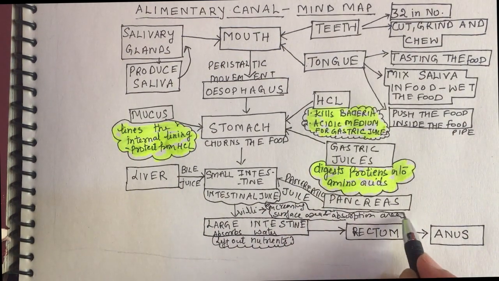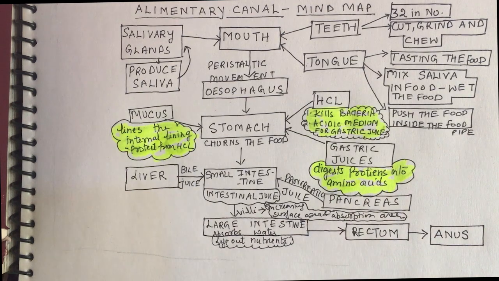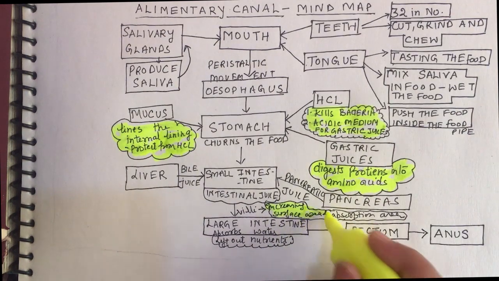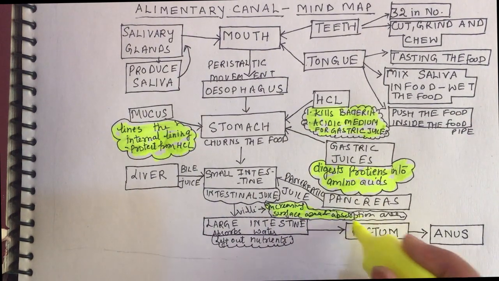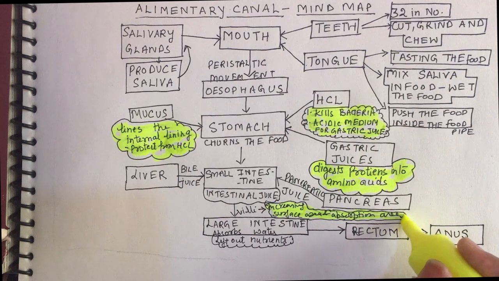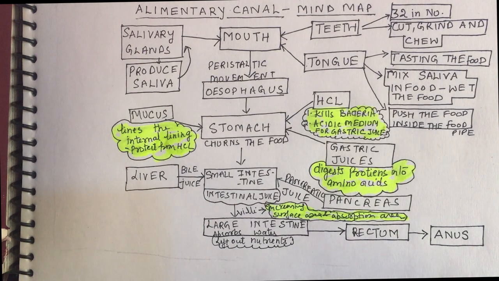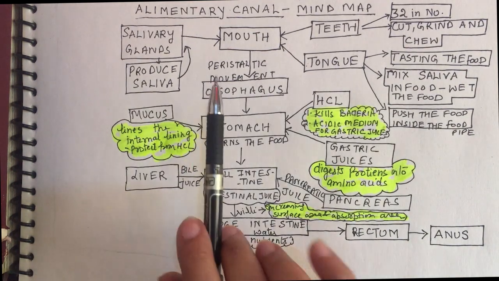You can make your own mind map and flow chart. This is one way of doing it. You can make your own. You can use clouds, you can use rectangles, you can use circles. I have a small area, so I have made a small mind map. You can use a full page and make a bigger diagram. So I hope it is clear to you. I will revise once again.